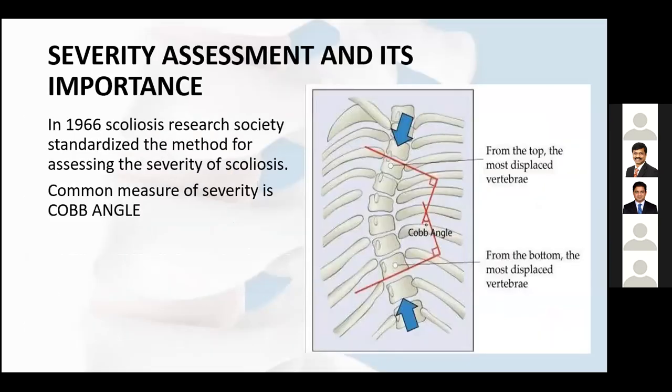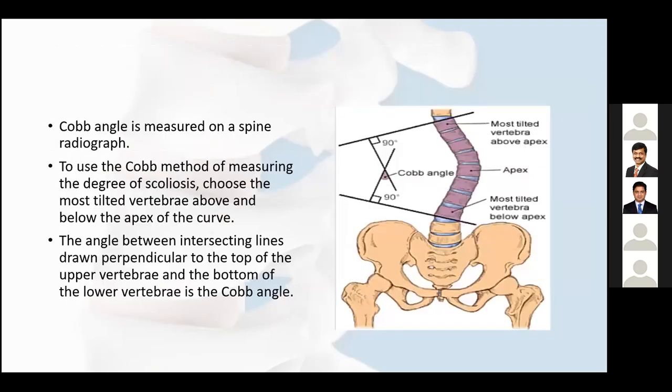So to measure the severity of scoliosis, commonly we use the Cobb's angle. The Cobb's angle is measured on a spine radiograph. To use the Cobb's method for measuring the degree of scoliosis, choose the tilted vertebrae above and below the apex of the curve. First locate the apex of the curve, and see the most tilted vertebrae above and below. The angle between the intersecting lines drawn perpendicular to the top of the upper vertebrae and the bottom of the lower vertebrae forms the Cobb's angle.